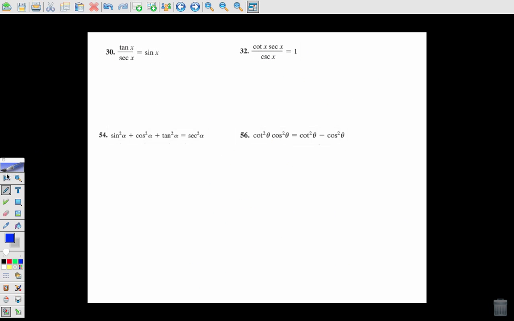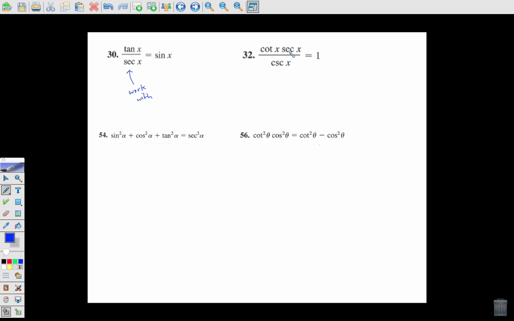I have 4 of these for you guys to try, and I'm also going to put up my solutions. Number 30 is the tan of theta divided by the secant of x, is equal to the sine of x. I think it's probably pretty obvious that this is the side that you want to work with.